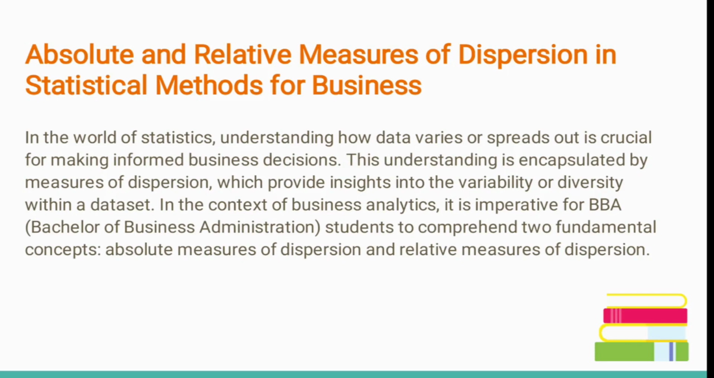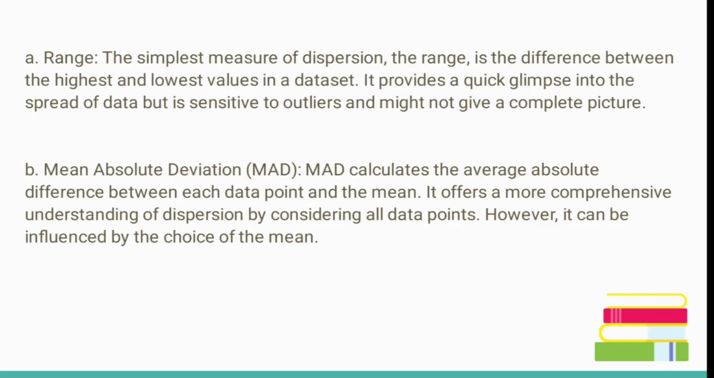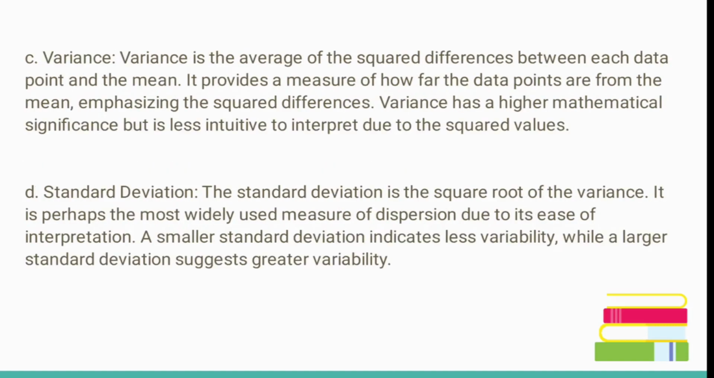In the context of business analytics, it is imperative for all of you to comprehend two fundamental concepts: first, absolute measures of dispersion, and second, relative measures of dispersion. The absolute measures of dispersion quantify the spread of data in terms of the units of measurement used. These measures give a direct numerical value that indicates how much individual data points deviate from the central value. Some common absolute measures of dispersion include range, mean absolute deviation, variance and standard deviation.